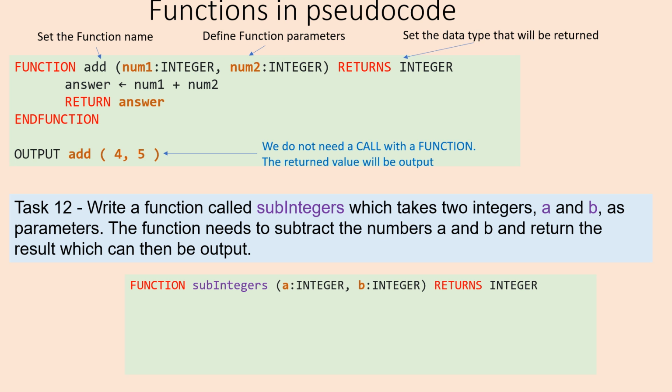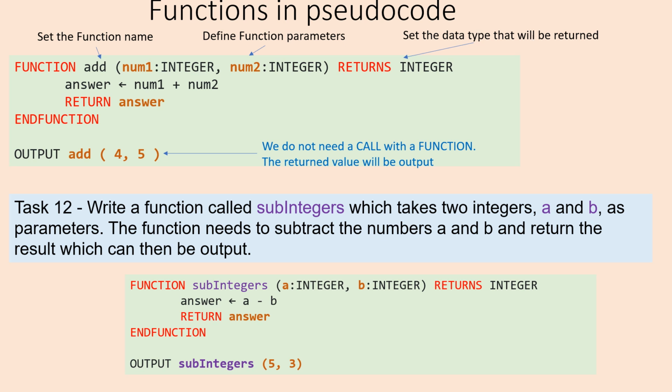Now all we need to do is subtract these two parameters and return the result, which can then be output. So I'm going to create a new local variable called answer and assign that a minus b. We're going to return this local variable to the main program. That's the end of our function. And then our call: it tells us that we just need to output it, but if you wanted to assign it to a variable and then output it, that's perfectly fine. But I'm just writing output subintegers 5, 3.